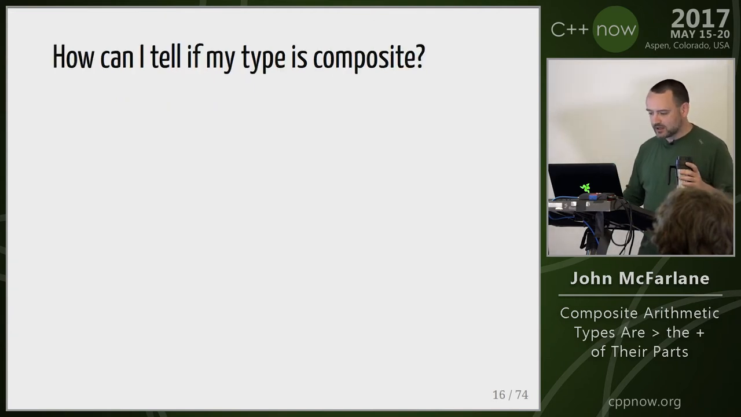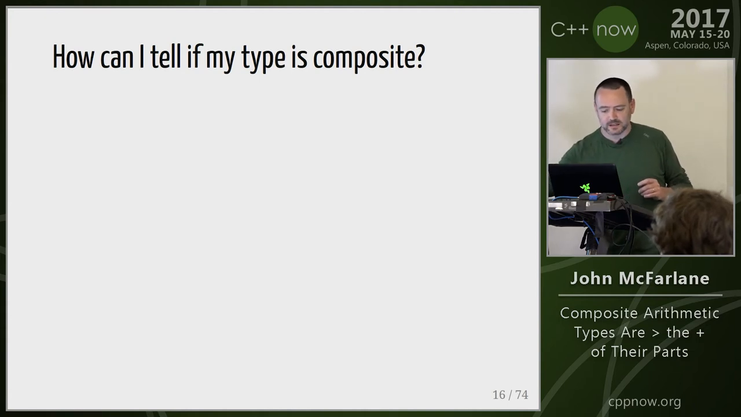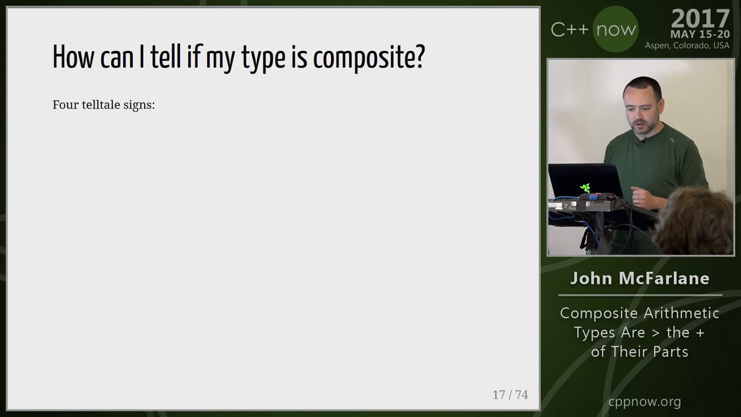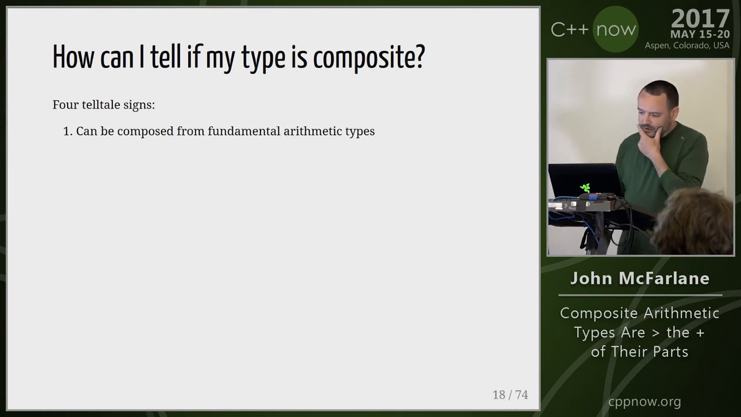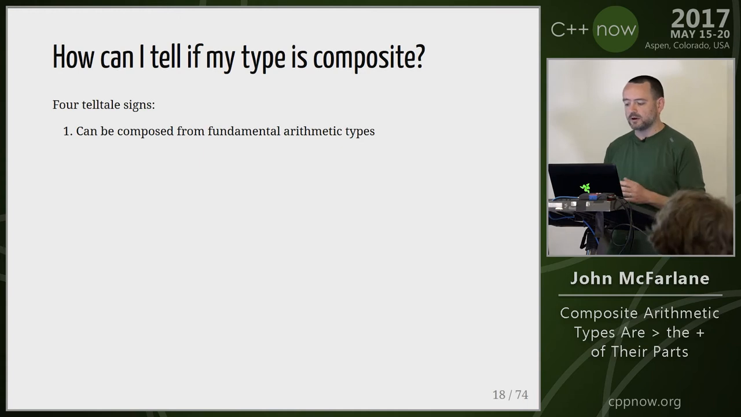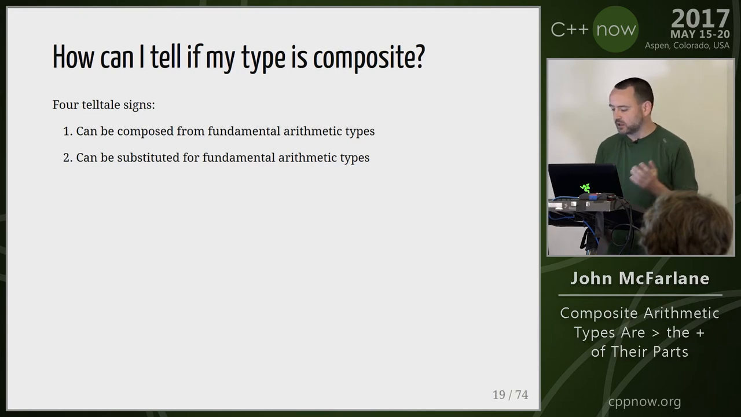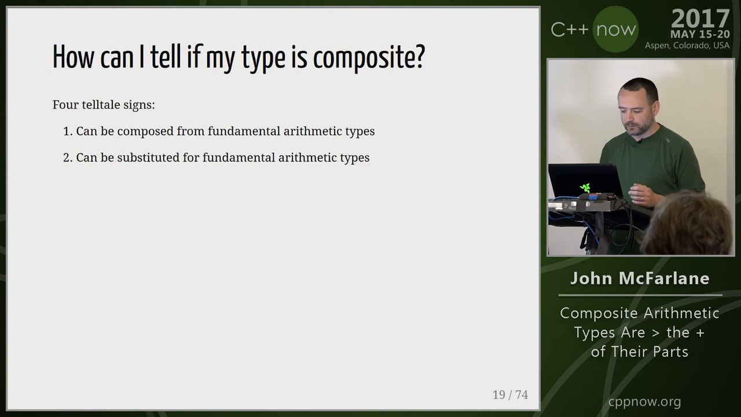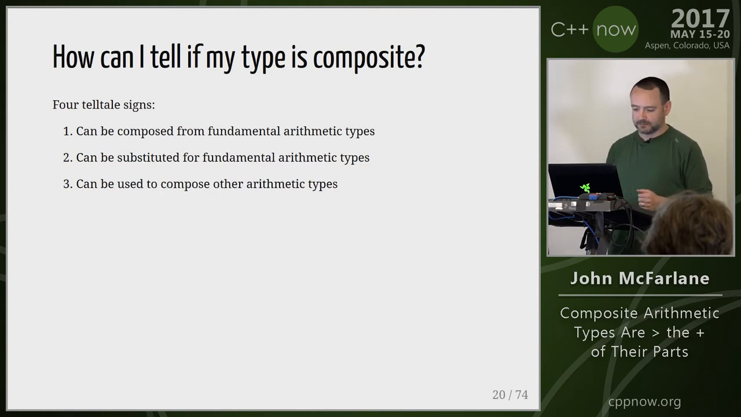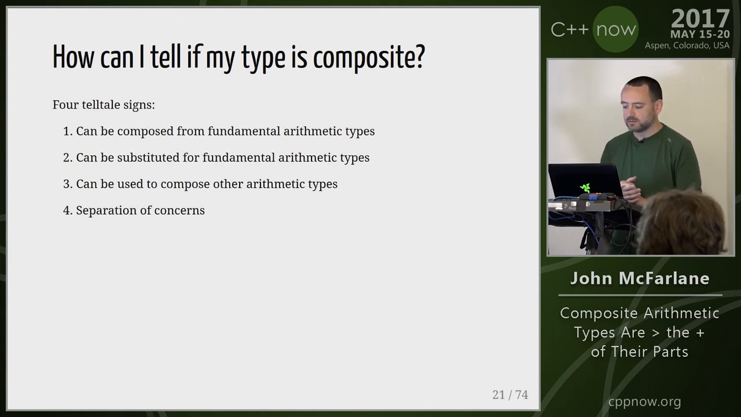Okay. So, how can I tell if my type is composite? I'm going to go through four telltale signs that you have a composite type, which is a good thing. The user should be able to choose a built-in integer type as the building block for your composite type. The more easily you can replace built-ins with your type, the better things are likely to be. Not only is this useful for retrofitting an existing code base with some shiny new functionality, but also it makes it more likely that your type can be used to compose other arithmetic types. And fourth, smaller, simpler arithmetic types have certain advantages over what I call kitchen sink solutions or comprehensive solutions. For instance, they're easier to reason about.